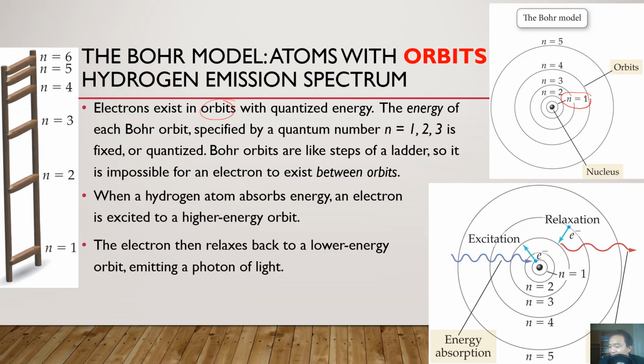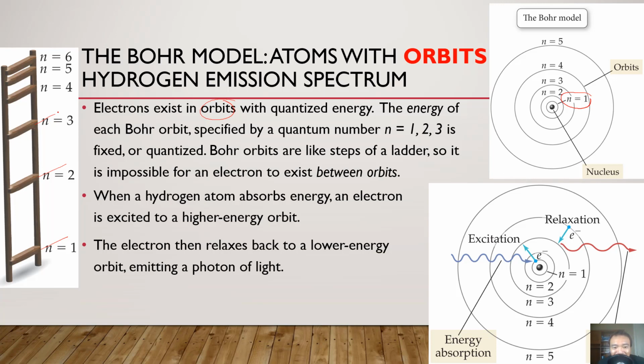You also notice that the distance between different orbits actually becomes bigger and bigger. However, the energy for those orbits, look at the left side. For n equals 1, it has the lowest energy. N equals 2, a little bit higher. N equals 3, 4, 5, 6, they're even higher. But notice the spacing between the energies is becoming smaller. The gap between the energy states is becoming smaller.